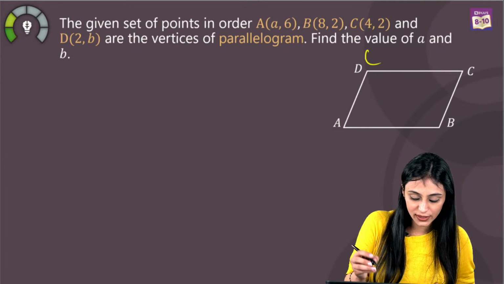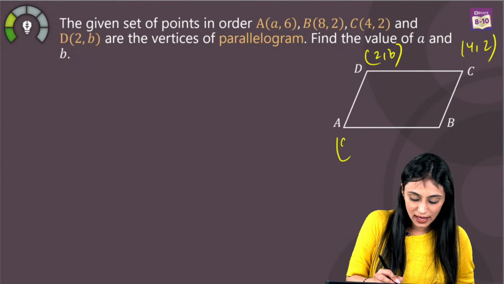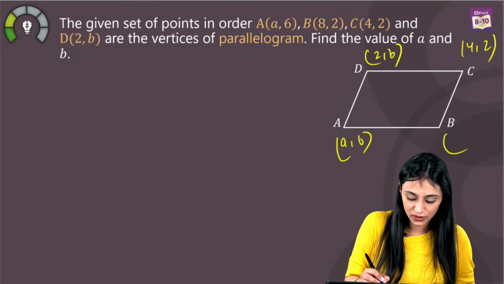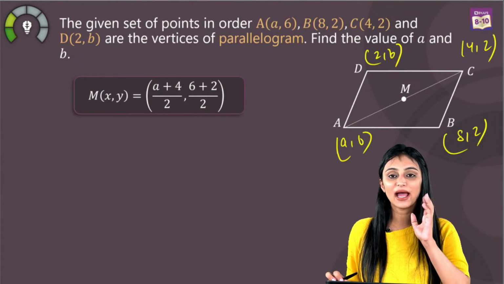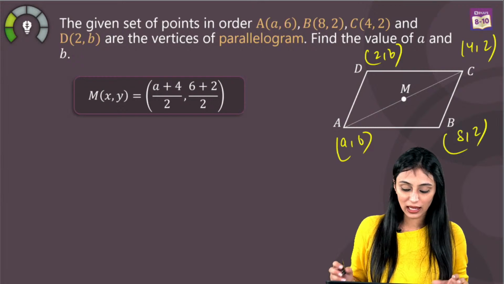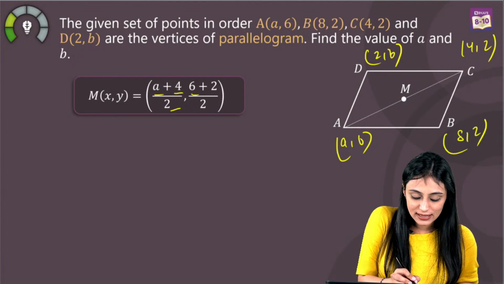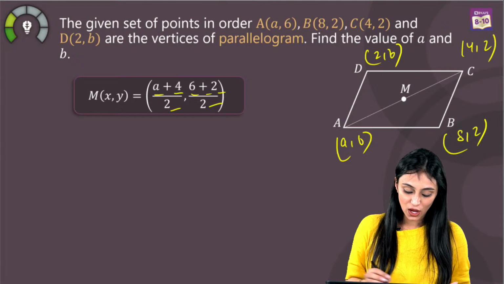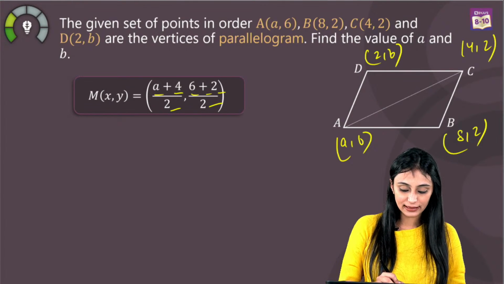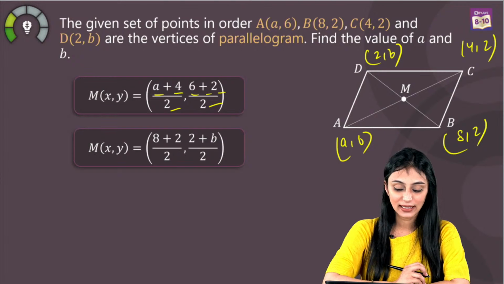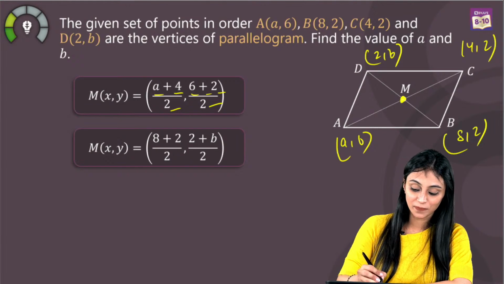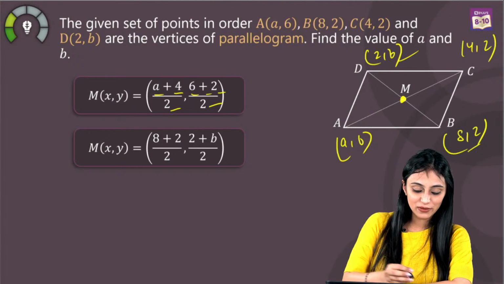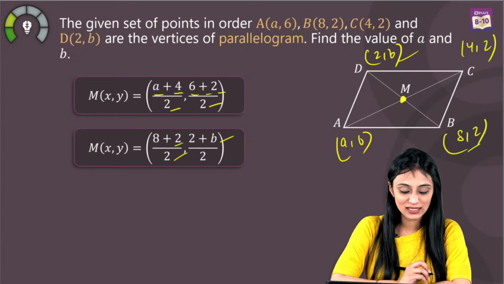Okay. So this is the parallelogram that we have. Let's write down the vertices over here. D is (2, b), C is (4, 2), A is (a, 6), and B over here is (8, 2). Now AC is the diagonal over here, right? To find its midpoint, I said we will be using the midpoint formula. That's going to be ((a + 4)/2, (6 + 2)/2), right? Similarly, let's join the other diagonal, which is BD, right? You can see that both the diagonals are meeting at the same point, because they bisect each other. So we will be finding the midpoint of BD, which is ((8 + 2)/2, (2 + b)/2).